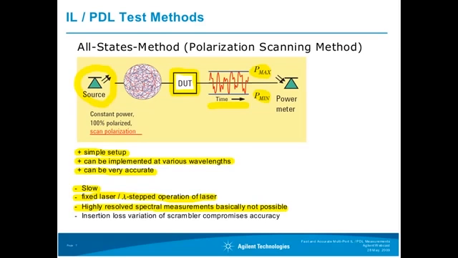And what you also should be aware of is that the scrambler, which you use for generating the various polarization states, generates insertion loss variations. And these insertion loss variations are included in the measurement results. So if the scrambler has high variations, that compromises your accuracy.